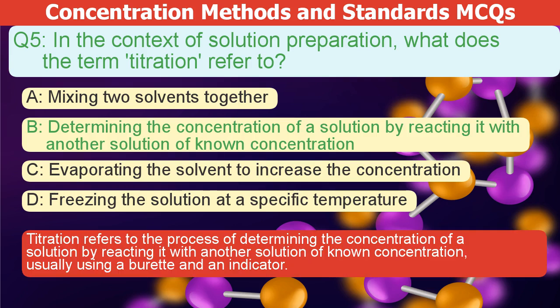The correct answer is B. Titration refers to the process of determining the concentration of a solution by reacting it with another solution of known concentration, usually using a burette and an indicator.